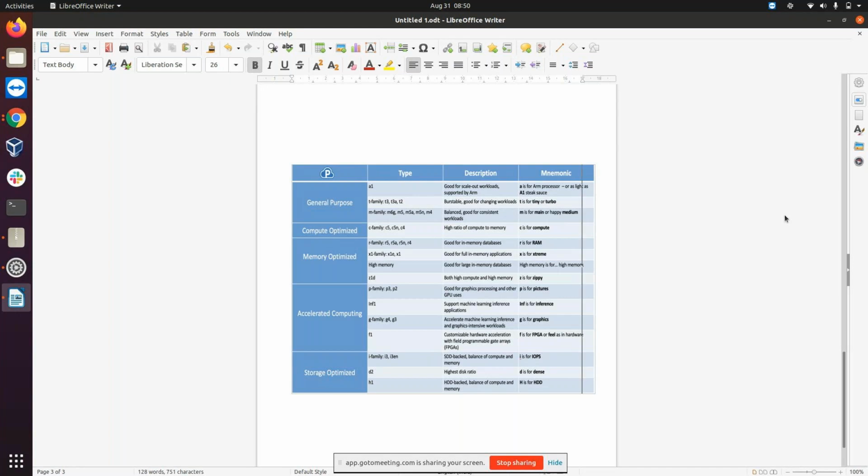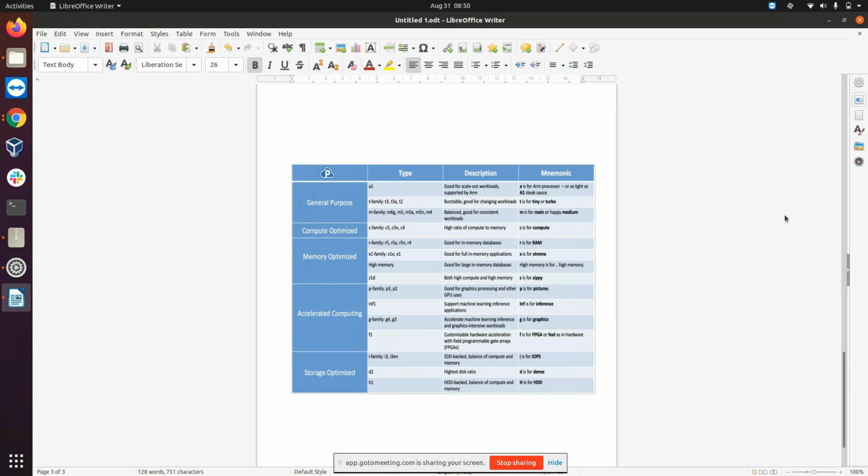So some balance between memory and compute is also needed. Storage optimized clearly indicates that you need more storage and more throughput for the storage. Usually the families are D, H, and I, you will get it. Depending on your workload and application requirements, you are free to choose your EC2 instance types.